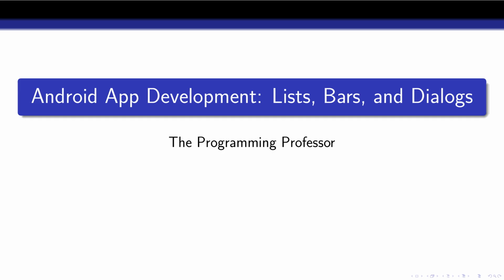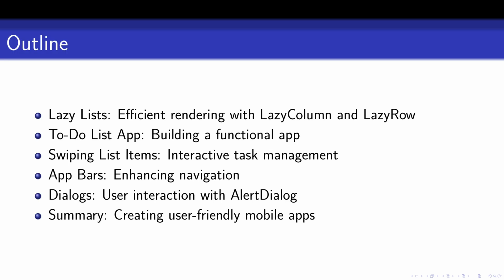Mobile app development. Lists, bars, and dialogues by the programming professor. In this video, we'll cover 6 core topics. First, we'll dive into lazy lists and how LazyColumn and LazyRow enable efficient rendering. Then we'll build a functional to-do list app. We'll add interactivity with swipe gestures, integrate navigation using app bars, and enhance user interaction through dialogues. Finally, we'll summarize how all these components come together to build responsive, modern apps.